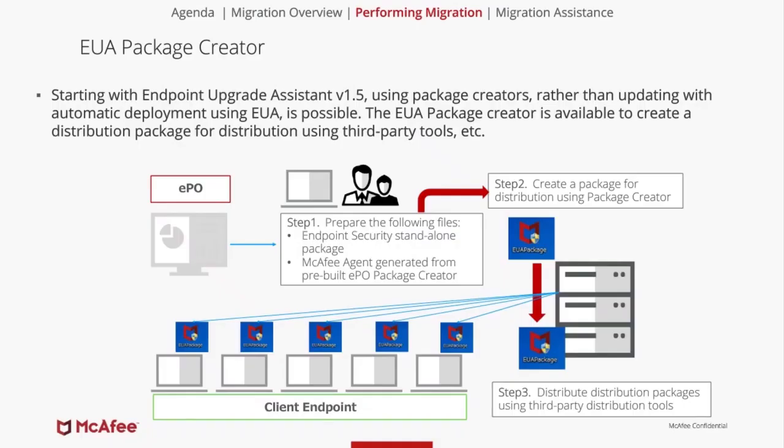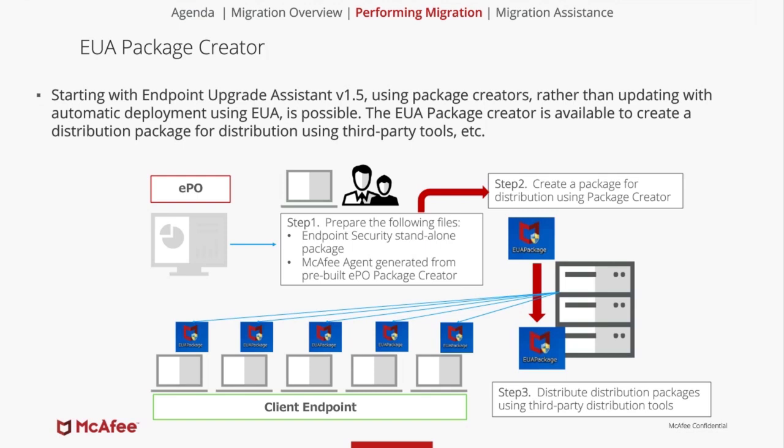Another method that can be used to perform the product migration is the Endpoint Upgrade Assistant package creator. It's a standalone tool that you run, and you can build what's essentially the upgrade automation package that the Upgrade Assistant creates for use with either EPO or your third-party deployment method of choice.